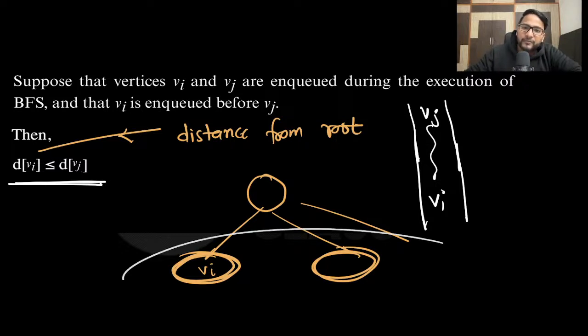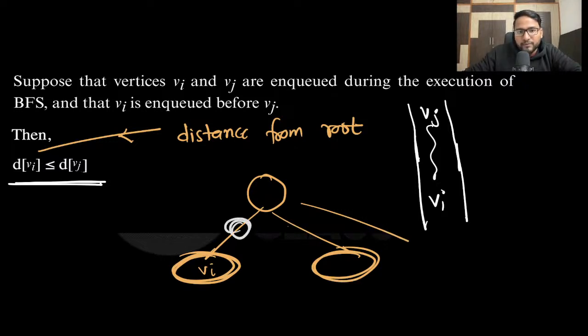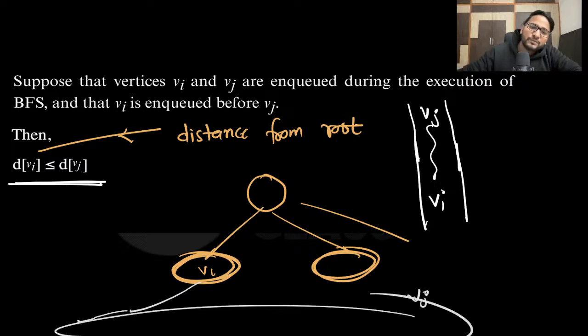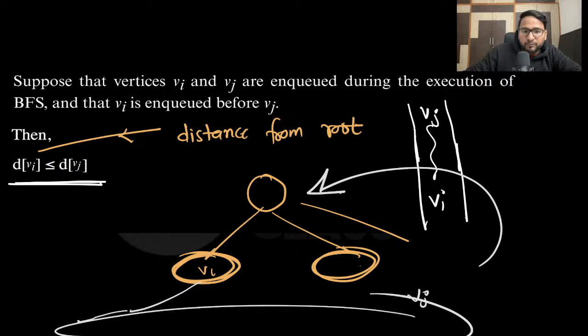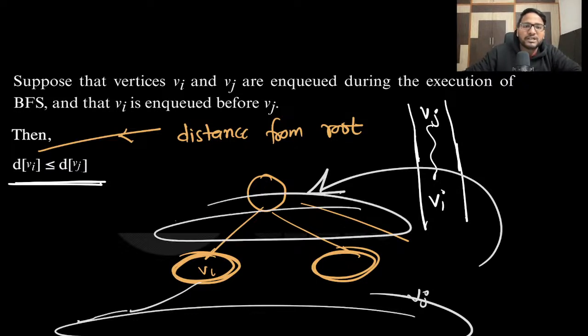So the vj could be on the same level. Tell me, can this be on the same level? Basically it may not be directly connected, there may be multiple nodes in between, but don't worry about it. What I'm saying is, can vi and vj be on the same level? Maybe. Can this vj be somewhere on the level below? Yes, maybe, right? But can this vj be on the top, I mean, before this vi? No, right? Vj cannot be here.